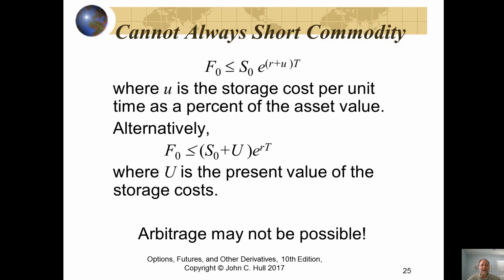Same for something like cattle. You can't necessarily borrow a cow from the farmer and sell it, because the farmer is going to want to use that cow to process and sell and make a profit in beef. Therefore, it is possible for consumption assets for this to be the case, for F to be less than or equal to S e to the R plus UT, and an arbitrage may not be possible.